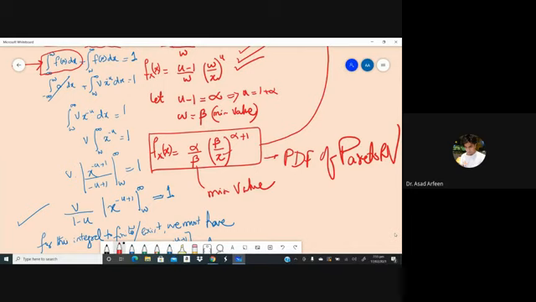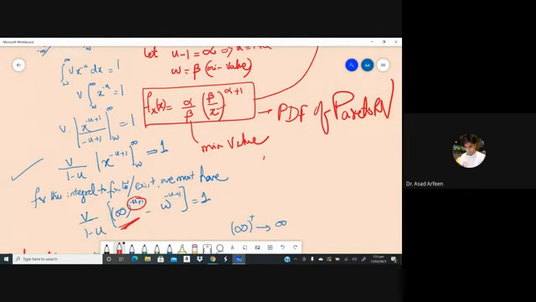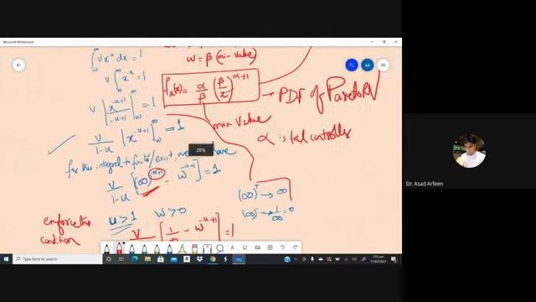Yes, please. What parameter is controlling the tail? It is alpha. Alpha is the tail controller. So I just try to make it very simple, that now this is the main formula for the density function of the Pareto random variable.